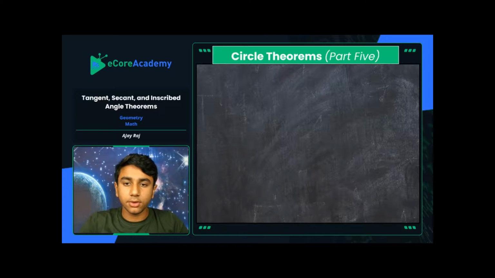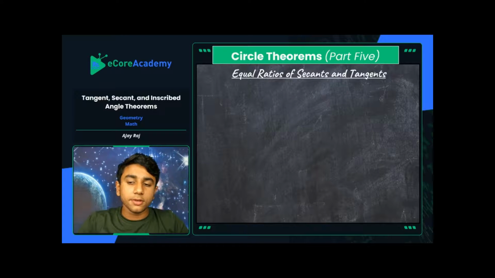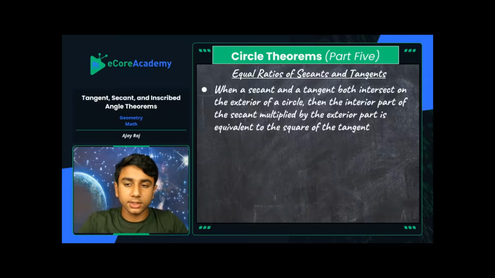Moving on to the next theorem. Circle theorem part 5: equal ratios of secants and tangents. So this is going to be looking at ratios of secants and tangents. When a secant and a tangent both intersect on the exterior of a circle, then the interior part of the secant multiplied by the exterior part is equivalent to the square of the tangent. I know that's a mouthful, but it's more about plugging numeric values into this formula.